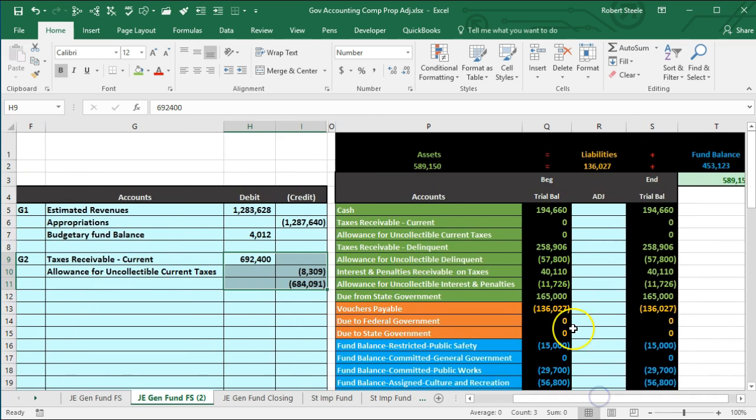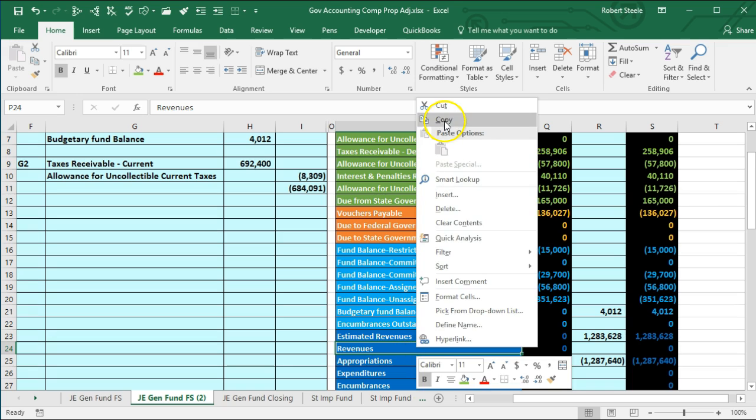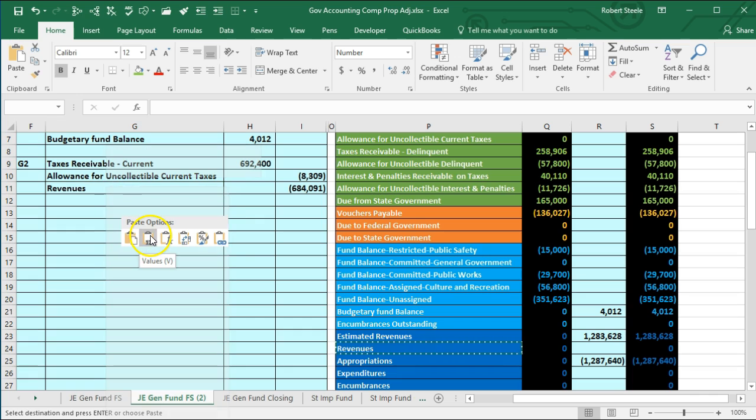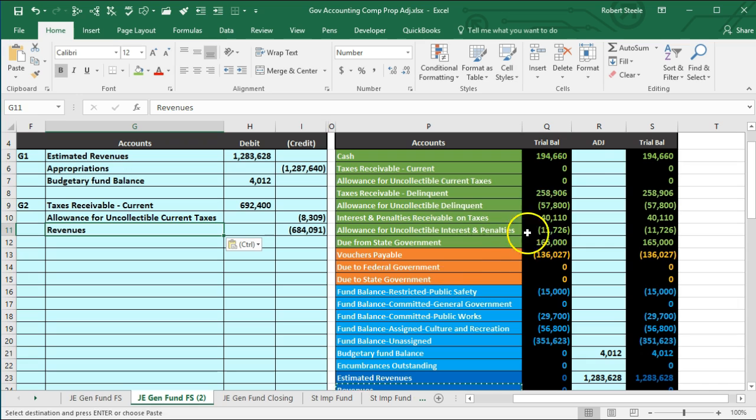That number then will be the revenue. So actual revenue, of course, being a credit, just like it would be for financial accounting, as opposed to estimated revenue. So I'm going to copy that. We're going to put that underneath in G11, right click, paste, 1, 2, 3. Let's post this out now and see if it does what we think it should.